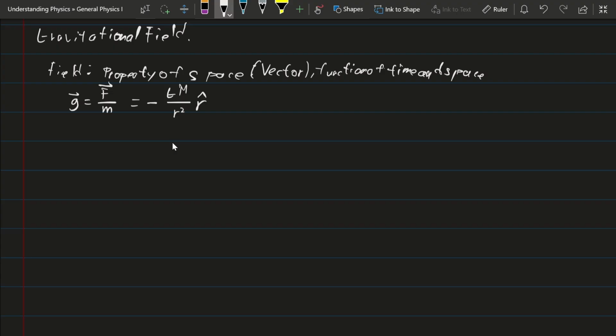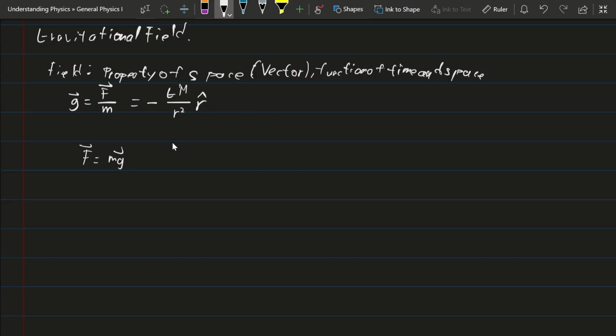And notice this. You could also write F vector to be m g hat. So does that mean that this g vector is the acceleration? The answer is yes. The force is described by the field, and this gravitational field means that the force is always parallel to the field. Therefore, you could actually understand where the force is going. But this is not always true for every field.